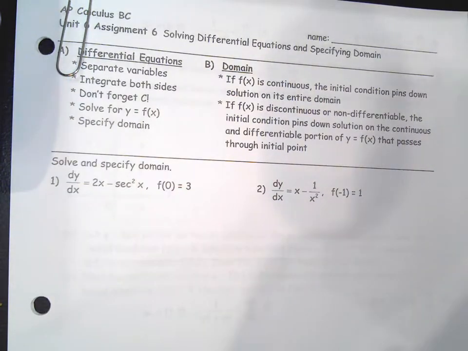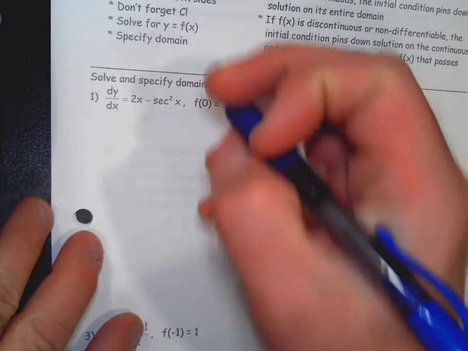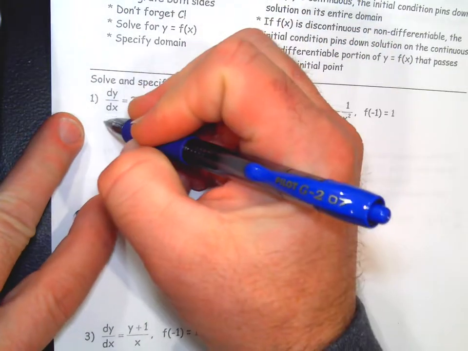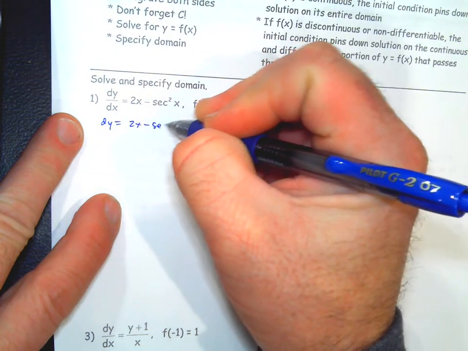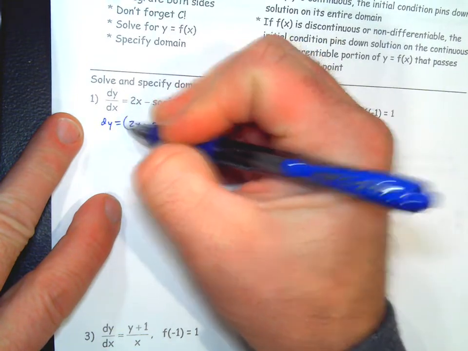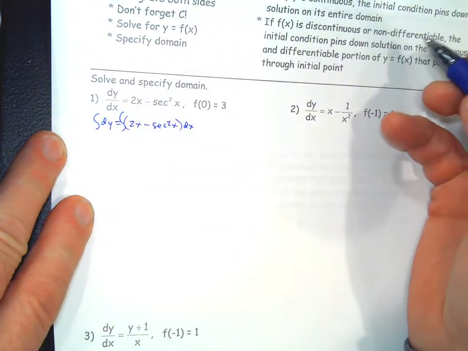Okay, so let's try these out. You'll see a bunch of these on your next test. Okay, so you have to separate the variables, which this time is pretty easy because everything on the right side is already x. There are no y's, but you can still separate the variables.